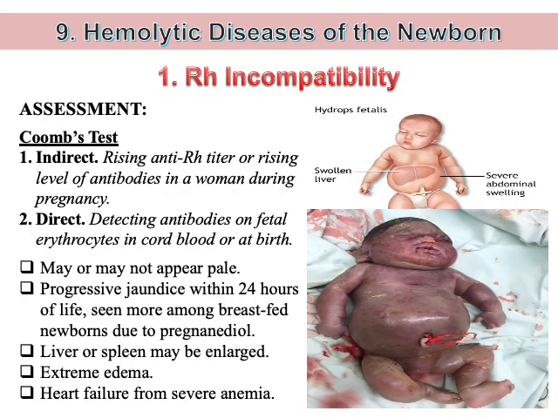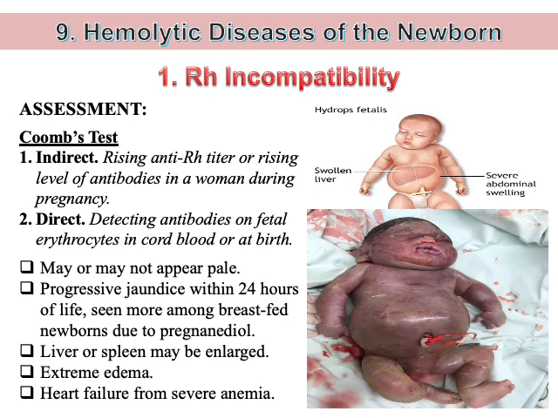Assessment. Coombs test could be direct or indirect. Indirect is assessing for rising anti-Rh titer, or rising level of antibodies, in a woman during pregnancy, while direct is to detect antibodies on the actual fetal RBCs in cord blood or during birth.